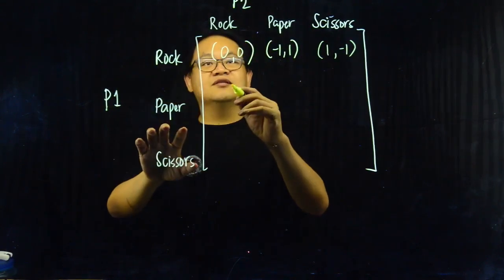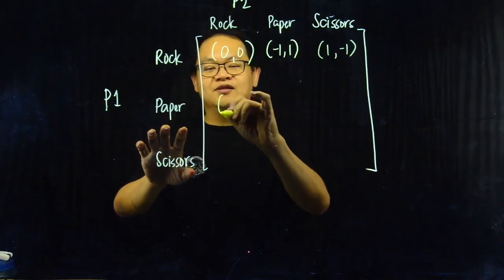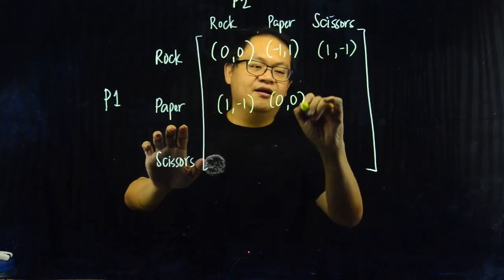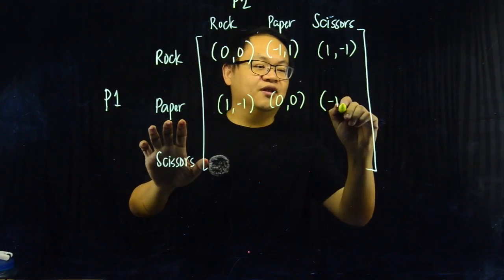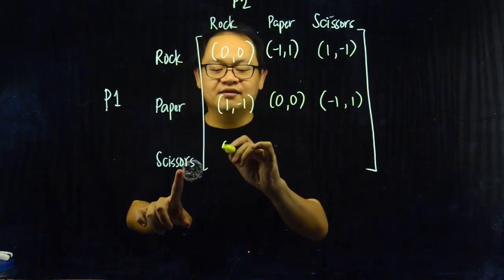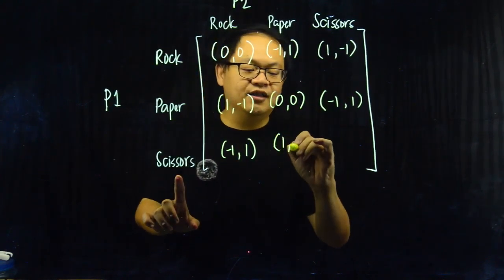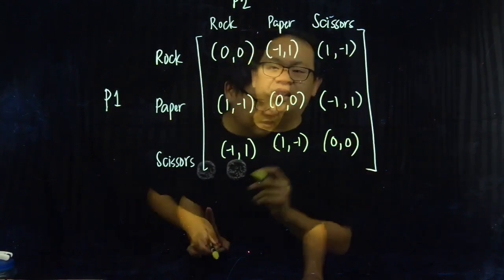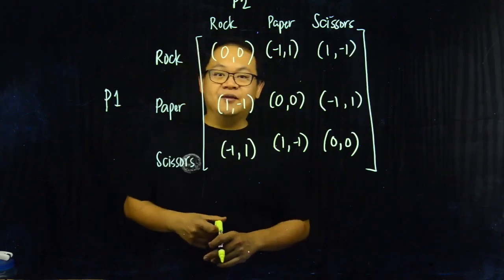Okay? And if player 1 shows rock and player 2 shows scissors, then this is 1, -1. In the same way, let me just quickly fill this table up. Paper rock, paper wins, so this is 1, -1. Paper paper is a tie. Paper scissors, scissors win, so this is -1, 1. And finally, scissors rock, rock wins, so -1, 1. Scissors paper, scissors win, 1, -1, and scissors scissors is a draw. Okay, so this is your game theory representation of Jack and Poy.